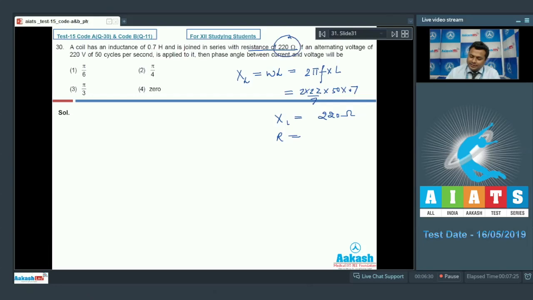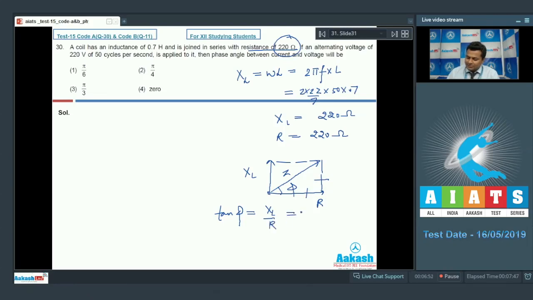R is given as 220 ohm. Let's draw the impedance triangle. Resistance, inductive reactance XL. This is impedance and this is known as phase difference phi. From here we can write tan phi equals perpendicular upon base, that is XL upon R. Both are equal, so 1. Therefore we will get the value of phi as pi by 4. Option number 2, absolutely correct. Now move on to the next, that is 31 number.